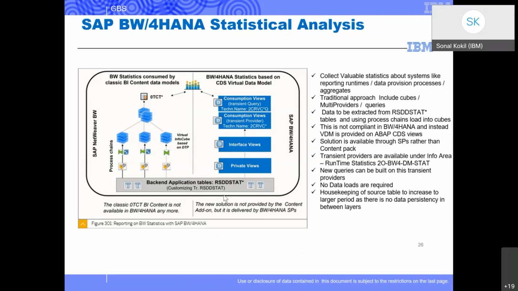So ultimately the base tables will be the same. Before also, these RSDD stats tables were used. For different purposes, there are different tables which were used. So these VDMs are provided where you can analyze the performance of the system based on different kinds of parameters. And the most important part is that these are virtual data views, right? So you don't have to really load the data. So housekeeping of the source table, and no data persistency is required for it.